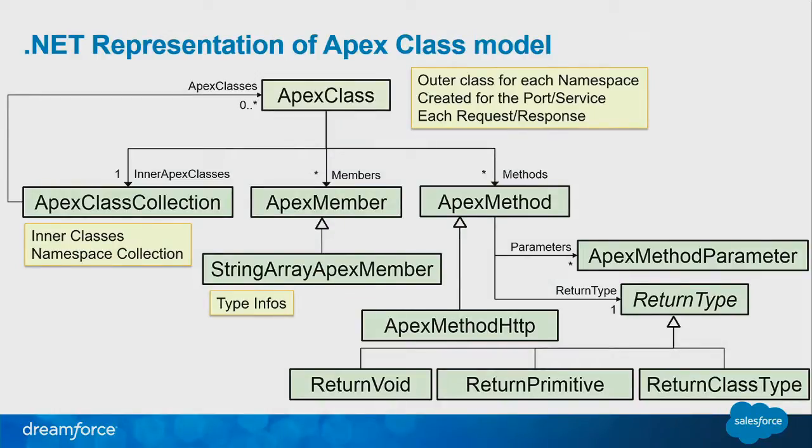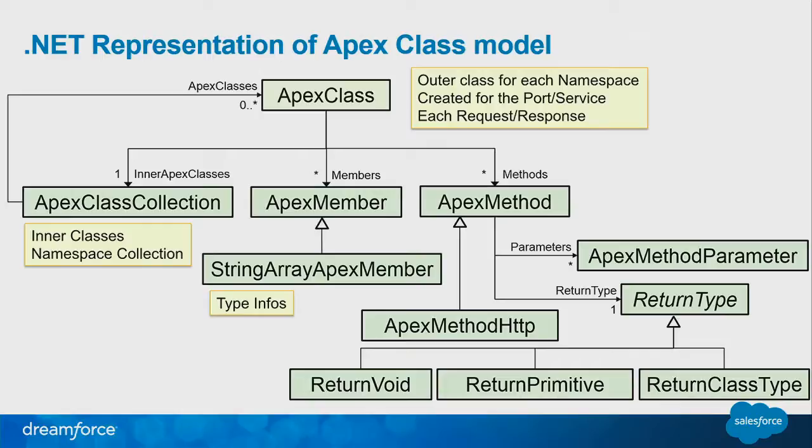So part of our object model, it should seem fairly familiar. We have Apex classes. Apex classes have members, collections of members and collections of methods. Methods can take parameters and return types. Return types might even be void, or they might be a primitive or an actual class. There's a couple of interesting parts here.